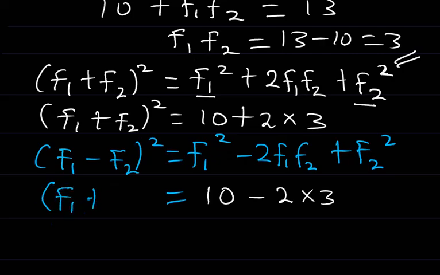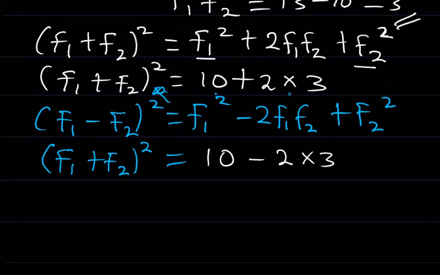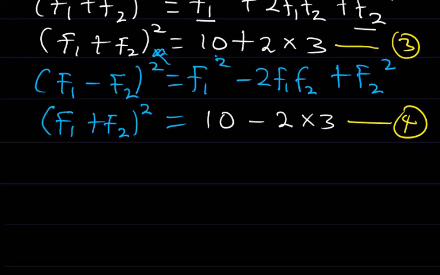So invariably, I can combine these two now. How do I combine these two? The very first relationship here is 10 plus 2 times 3, that is 10 plus 6, that is 16. So I can call this equation 3, and I can call this equation 4. So let's see how it goes.